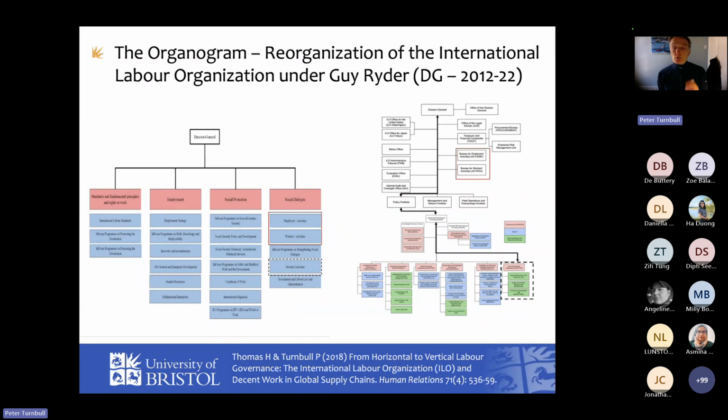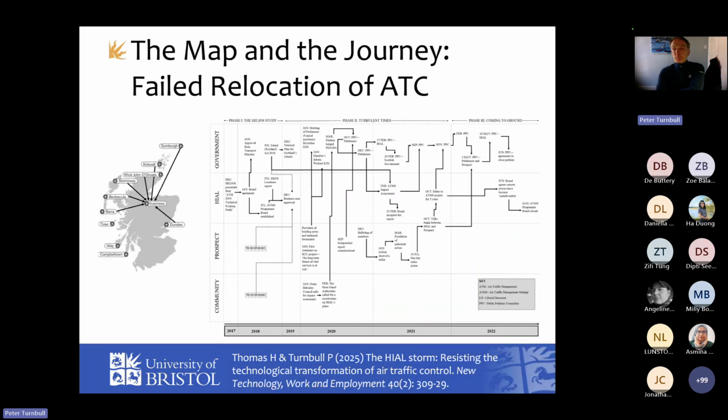Most trade unions are organised on sectoral or industrial lines. So Guy Ryder wanted to separate those out to become a separate department and give them a more direct line to him as the Director General. So by looking at organisational charts, you get some idea of the kind of politics and the way in which an organisation works.